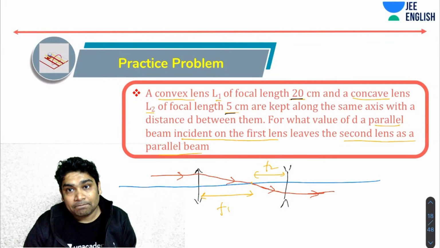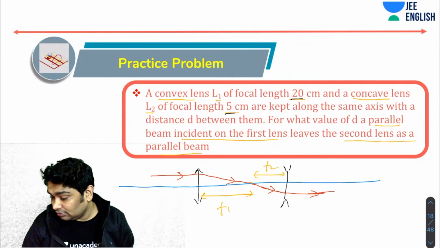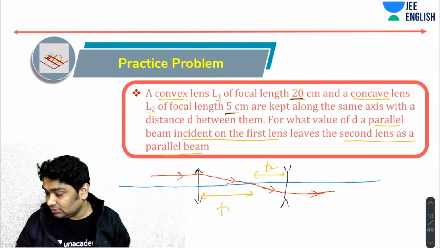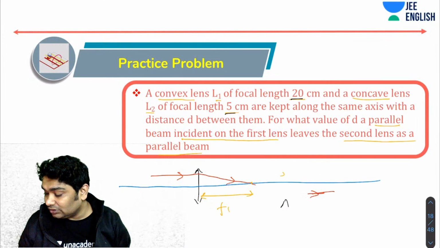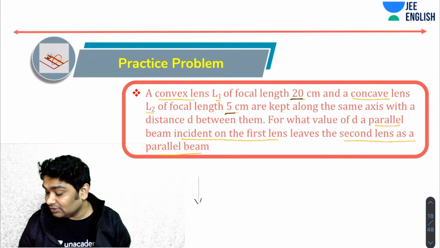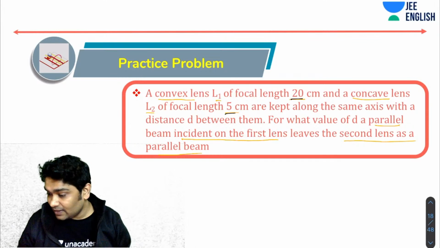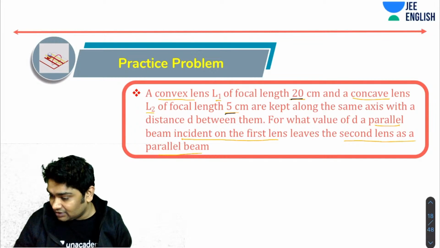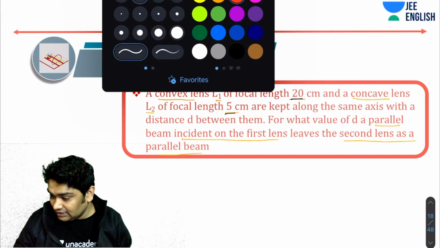Oh, sorry, this would have gotten diverged further. It should have appeared to converge on F2. Let's make that ray diagram again. That is what I made for the concave lens and convex lens.